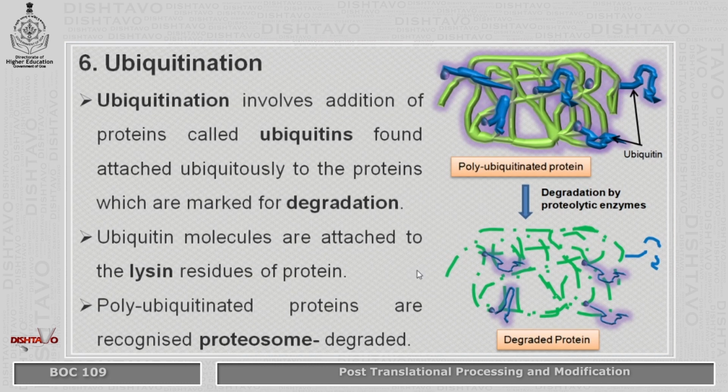Next is ubiquitination. Ubiquitination involves addition of proteins called ubiquitins, found attached ubiquitously to the proteins which are marked for degradation. Ubiquitin molecules are attached to the lysine residue of the protein. Such polyubiquitinated proteins are recognized by the proteasomes and they are further degraded by the proteolytic enzymes.